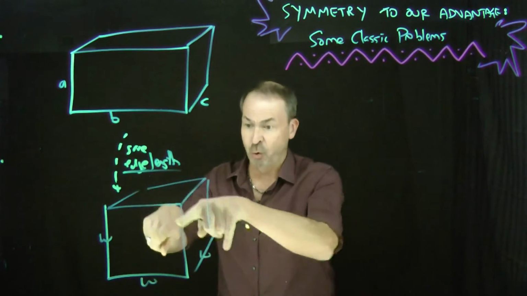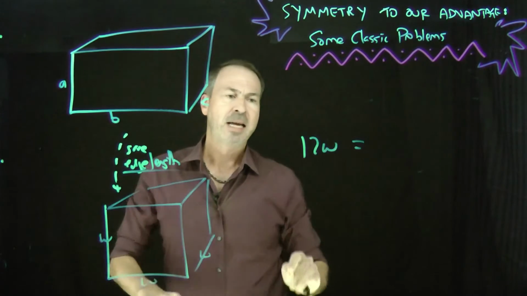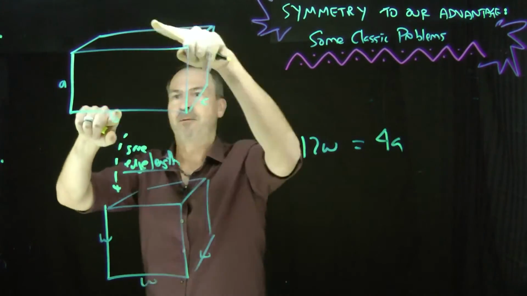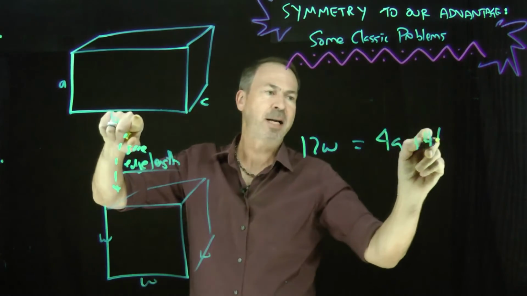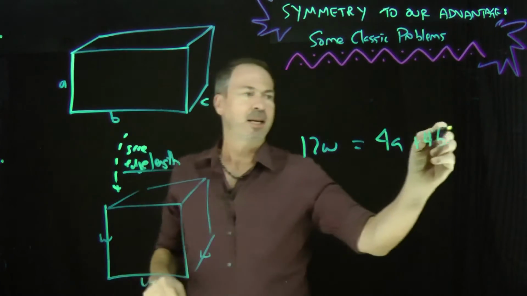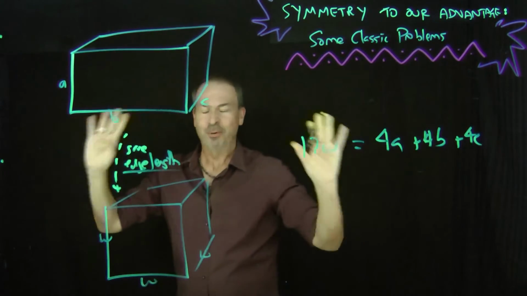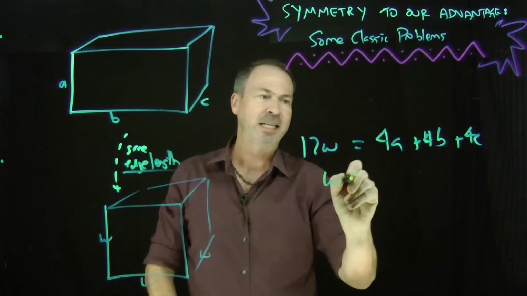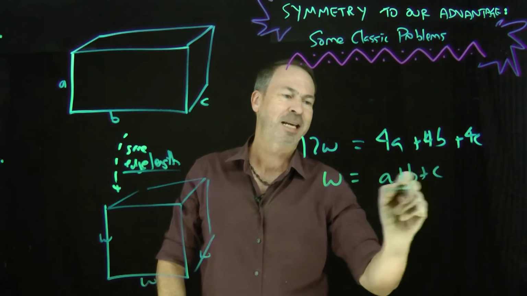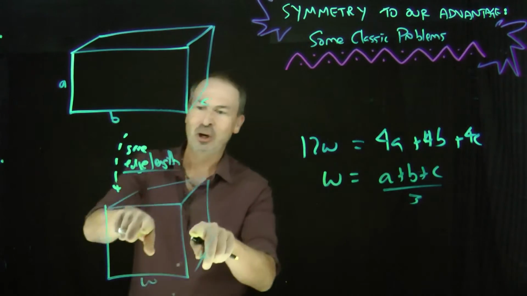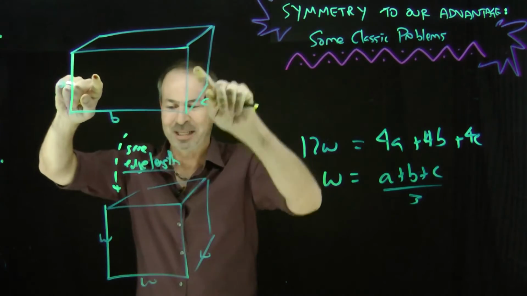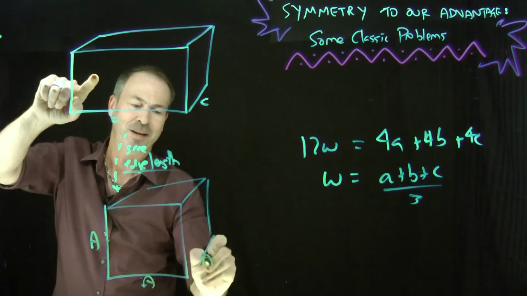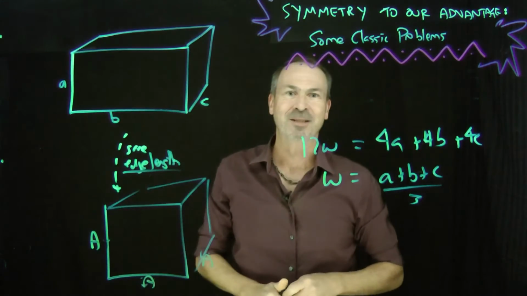There'll be 12 W's, to add up the same amount of wire here, which is 4 A's and 4 B's. You don't see the ones hidden behind the picture, and the 4 C's. Bingo. If I want the edge lengths to match, I need this equation to be true. Divide by 12, I need W to be (A plus B plus C) over 3. That is for a cube to have the same edge length as this box here. I need that cube to have the side length, the arithmetic mean of the original side lengths of the box.